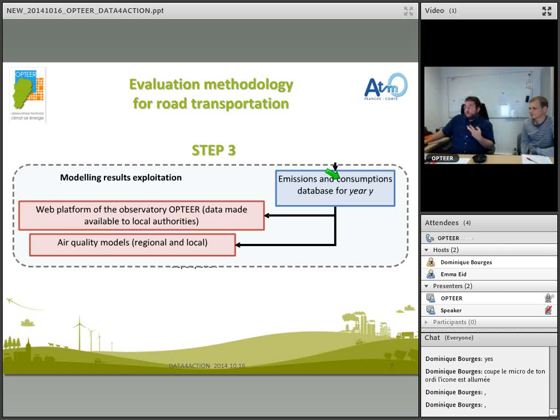So we will have two uses for this data. The first will be feeding into the web platform of the observatory, so we can make the data on energy consumption and greenhouse gas emissions available to the municipalities. The second one will be injecting this data into our air quality models that work at both the regional and local level, and that will allow us to model more interesting information on air quality and evaluate the populations that are in zones where we do not meet the criteria asked by the European Commission for air quality, for example. And this data will also be re-injected in the observatory, but in the air quality section.